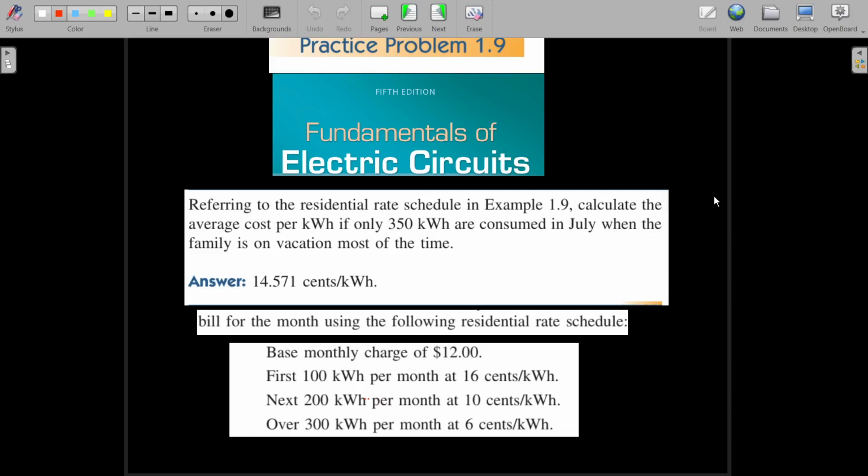Hello everybody. Now we are going to solve a problem from Fundamentals of Electric Circuits by Alexander and Sadiku, 5th edition. This is practice problem number 1.9.